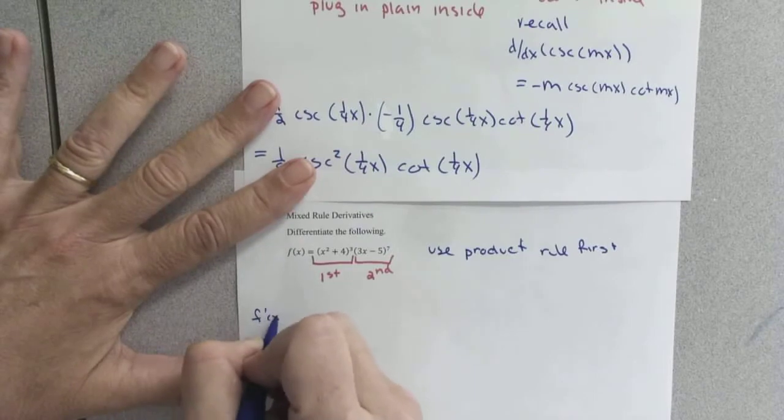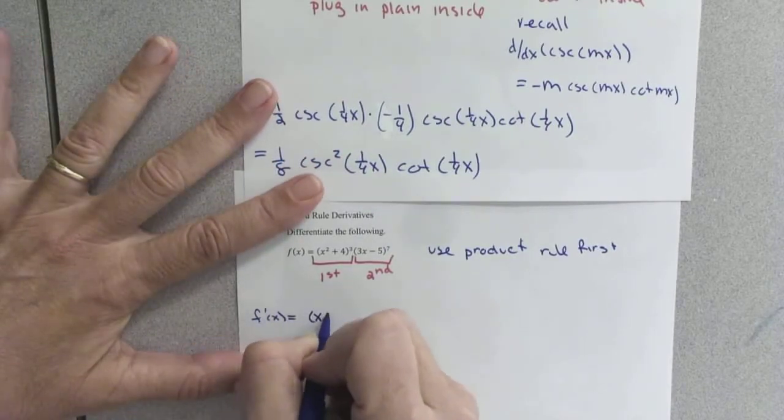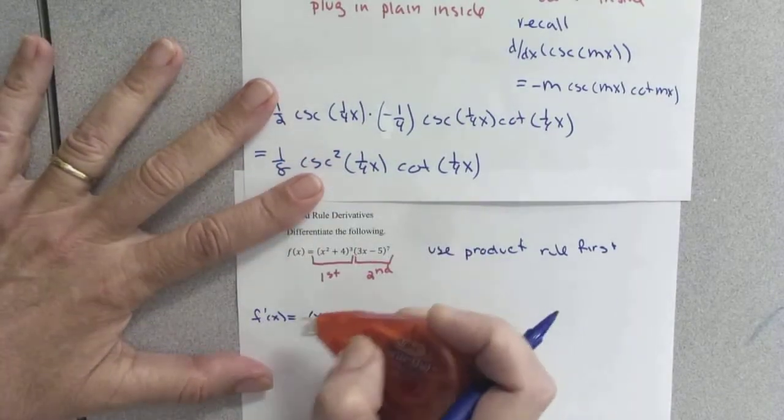So go think back to the product rule. Plane first.